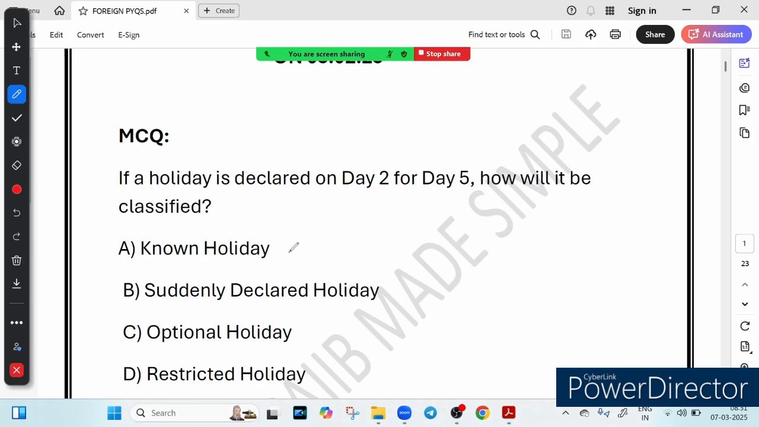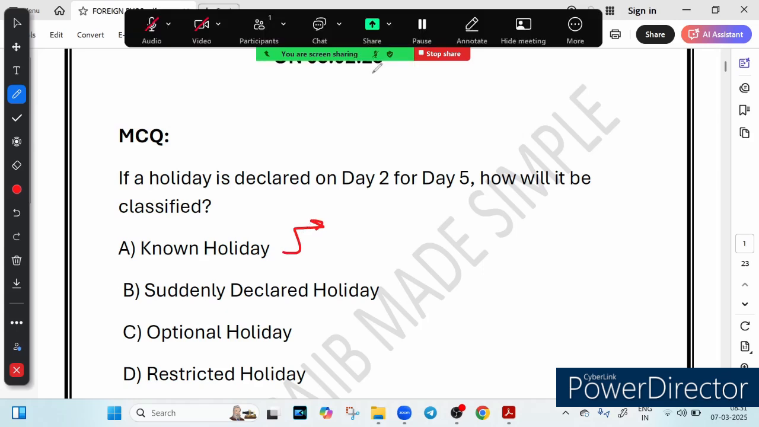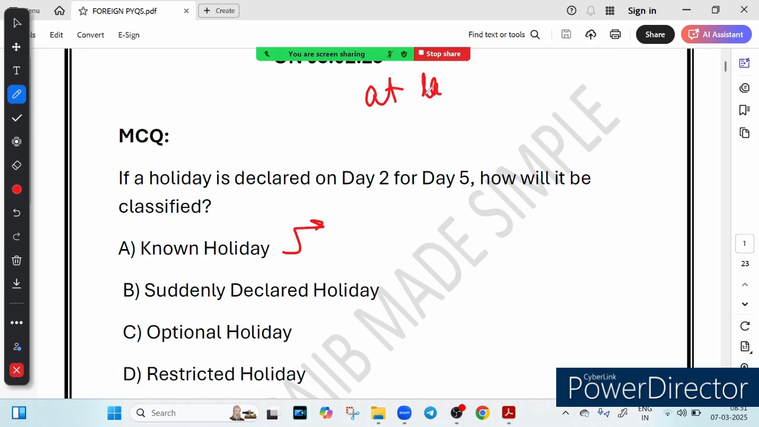Option A is a known holiday. So this option says that it is a known holiday. A holiday is considered known if it is declared at least, and this is the keyword, at least 3 working days in advance. This is a very important criterion which you must know. A holiday is considered a known holiday if it is declared at least 3 working days in advance. Let's see if this applies here.